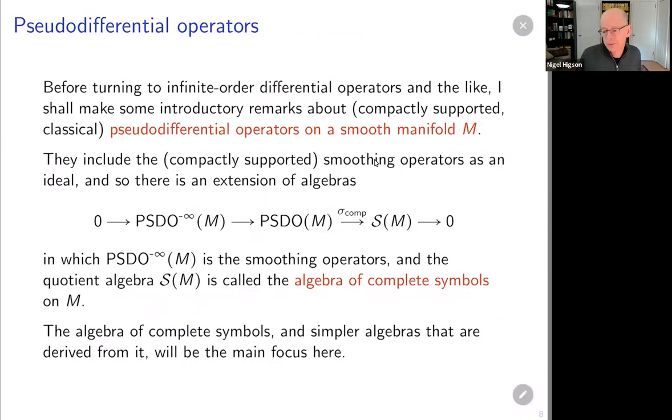Just a couple of quick remarks about pseudodifferential operators. I don't want to say a lot. I don't have time to say a lot. And it's actually not necessary for me to say a lot here. Of course, there are pseudodifferential operators. Each pseudodifferential operator has a complete symbol, which is the class of the pseudodifferential operator modulo smoothing operators. And it's this quotient algebra of complete symbols, which is what Perrot focuses on. This is an extremely complicated algebra.